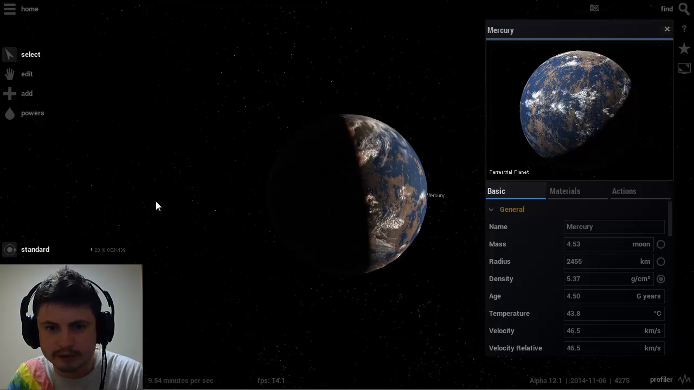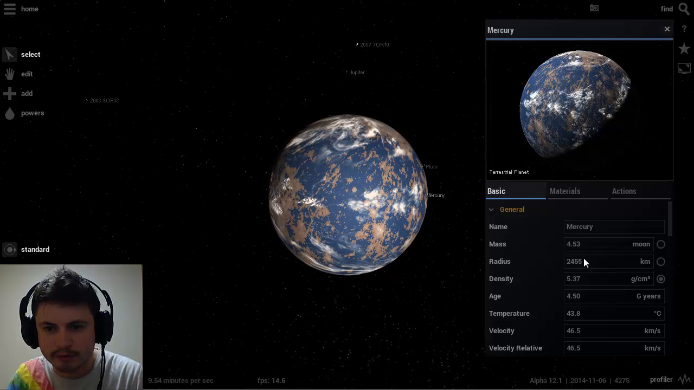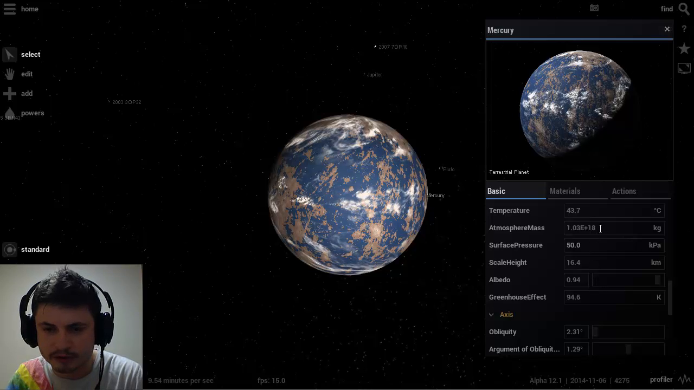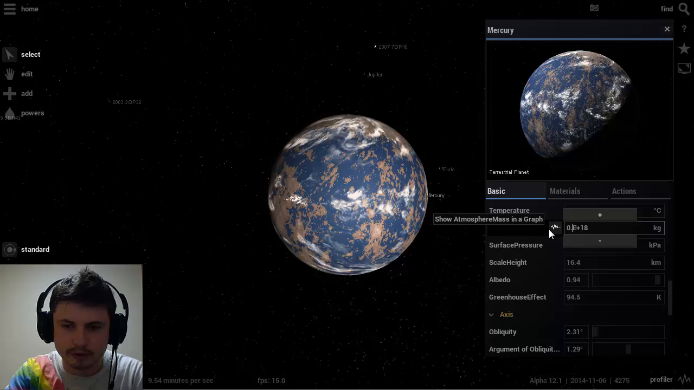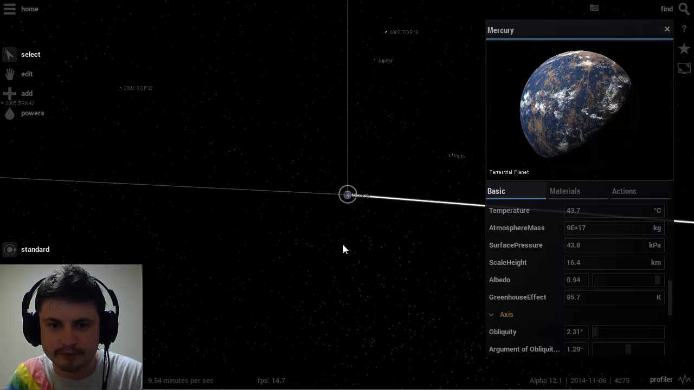Perfectly habitable planet, a little bit too close to the Sun, but it has an average temperature of 43 degrees, so it's a little bit too hot. I think I may have to decrease its atmosphere just a little bit to make it a little bit more habitable. It will have slightly less atmosphere than on Earth, which is still okay. It's not too bad, but it will have a better temperature that way.